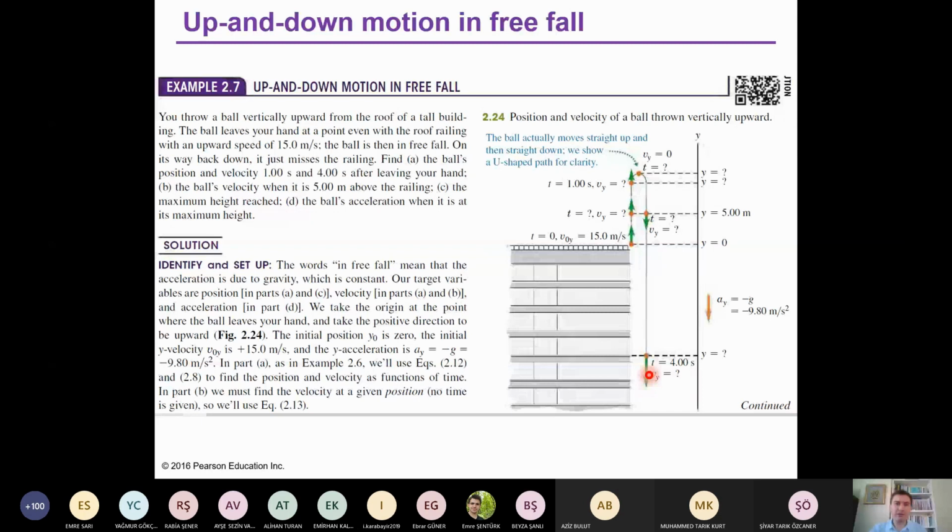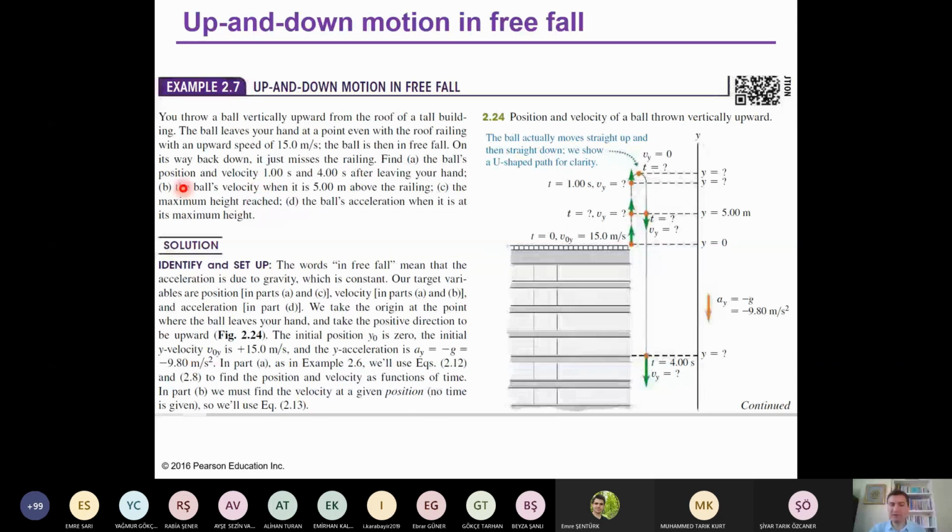Find the ball's position and velocity 1 second and 4 seconds after leaving your hand. Position and velocity are asked. And then find the ball's velocity when it is 5 meters above the railing. Again, velocity is asked, and then the maximum height reached.